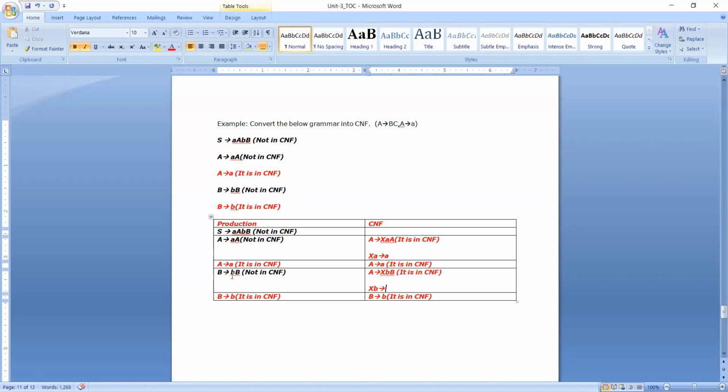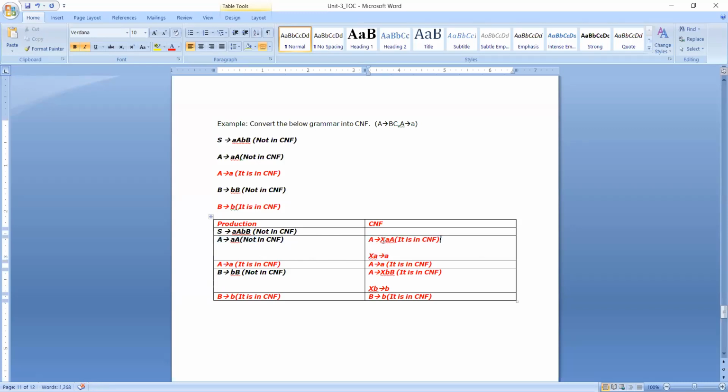Can you please look into this? What is xb now? xb is nothing but small b. Okay. Now with this, what we have done so far is we have converted the grammar which is not in CNF into the Chomsky normal form.